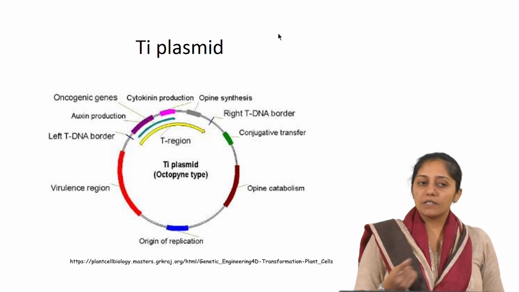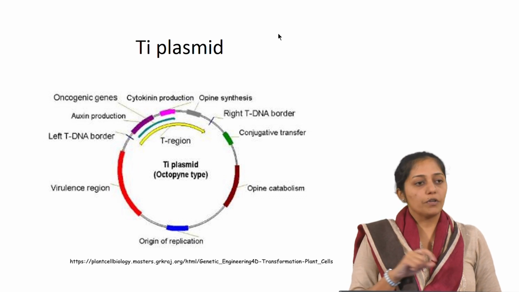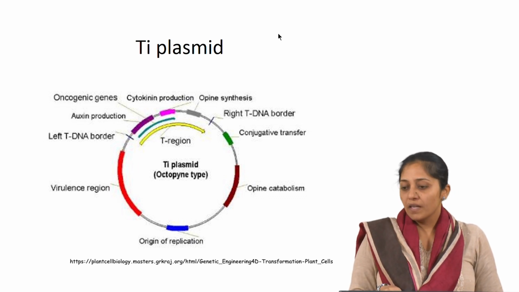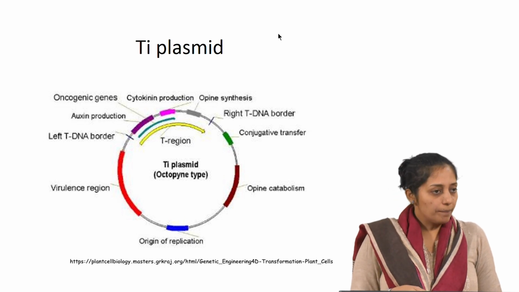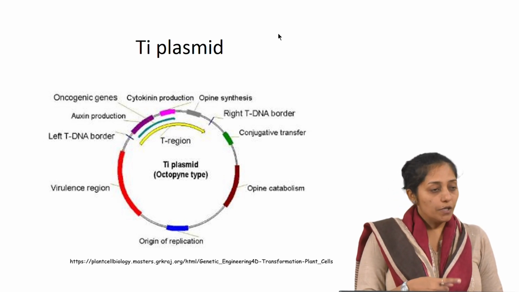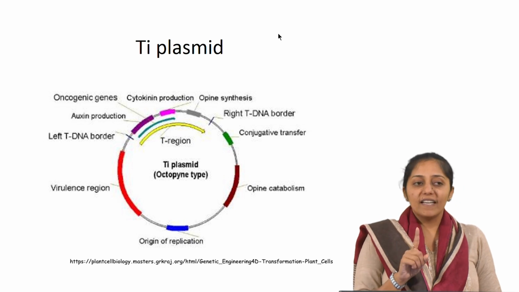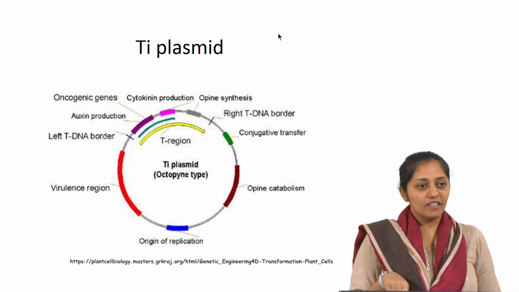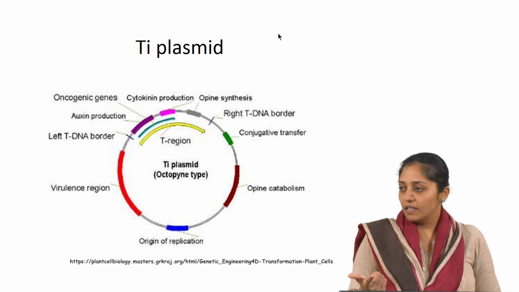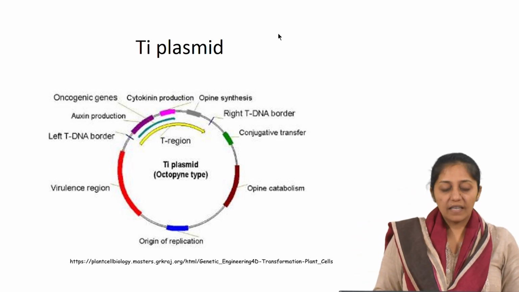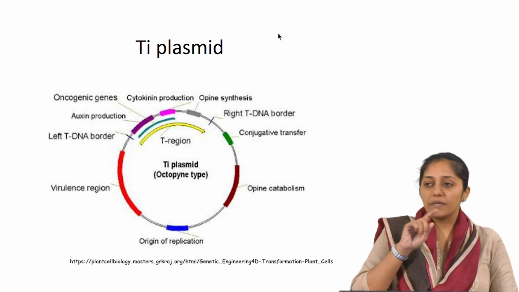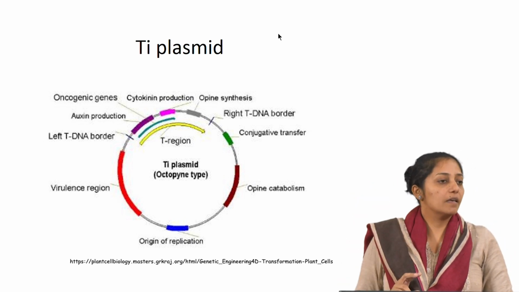Then conjugative transfer, I told you, so this is the region which is responsible for conjugative transfer. Then opine catabolism genes are also present. Origin of replication is present. Virulence region is present. So the tDNA does not contain the other genes, neither the catabolism genes, nor the origin of replication, nor the virulence genes. That is why when we say disarmed plasmid, it means the tDNA region has been taken out and replaced.